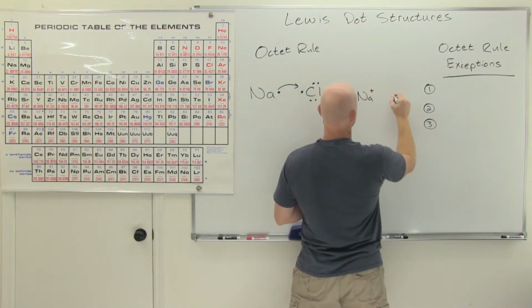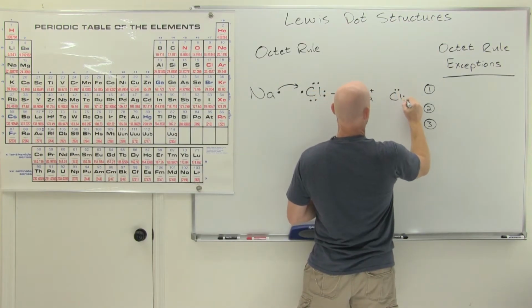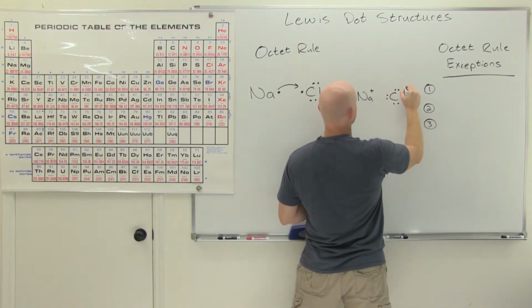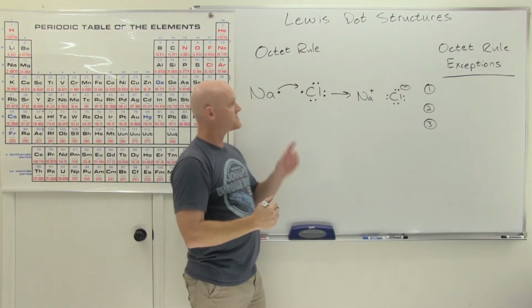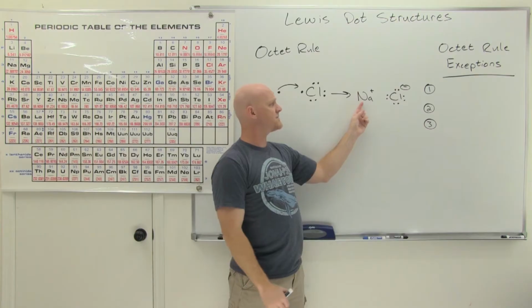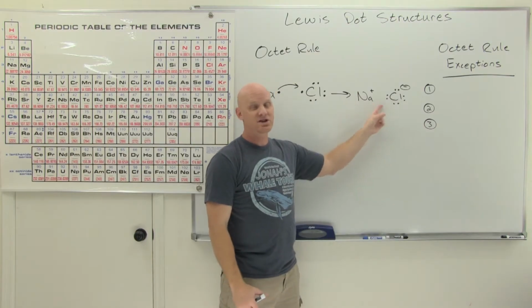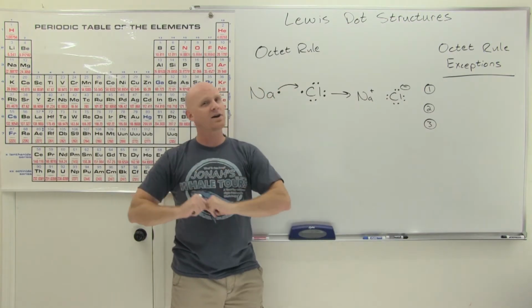Sodium's now going to have a positive charge. Chlorine will now have picked up that 8th electron and have a negative charge. So there's this transfer of electrons that leads to the creation of both a cation and an anion, and now there's an attraction between them. We just created an ionic compound here.